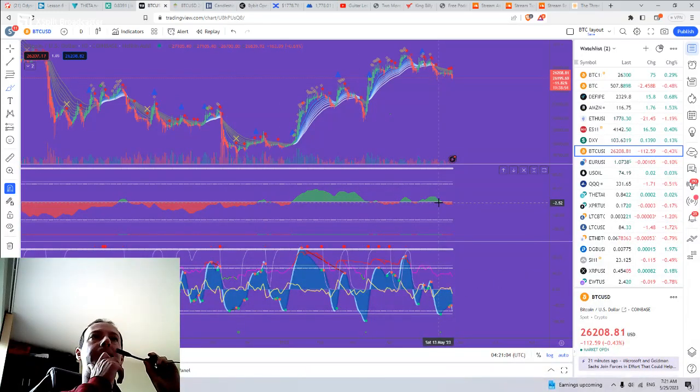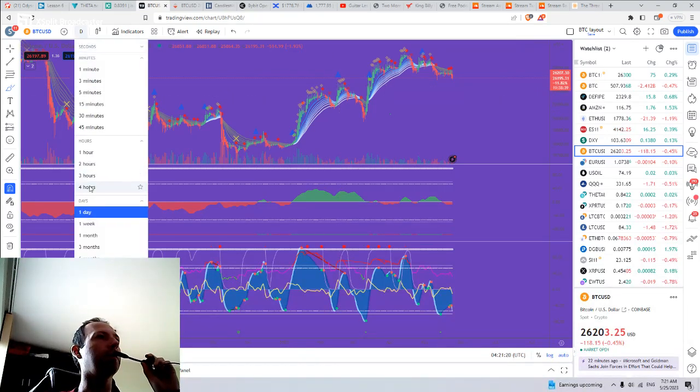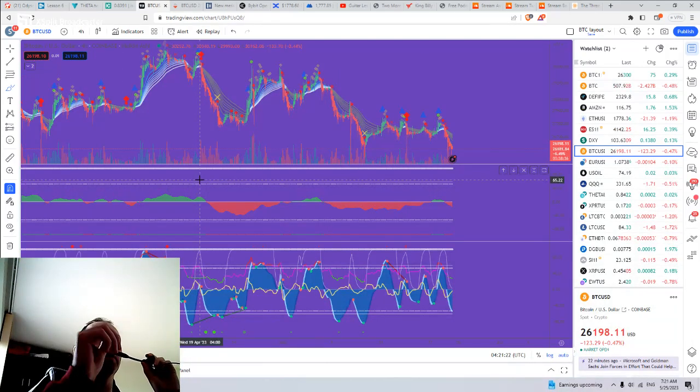But on the daily we're definitely breaking this to the downside with the money fall coming down. Probably we go to 24 or 25k. It would be interesting to see where we recover from.